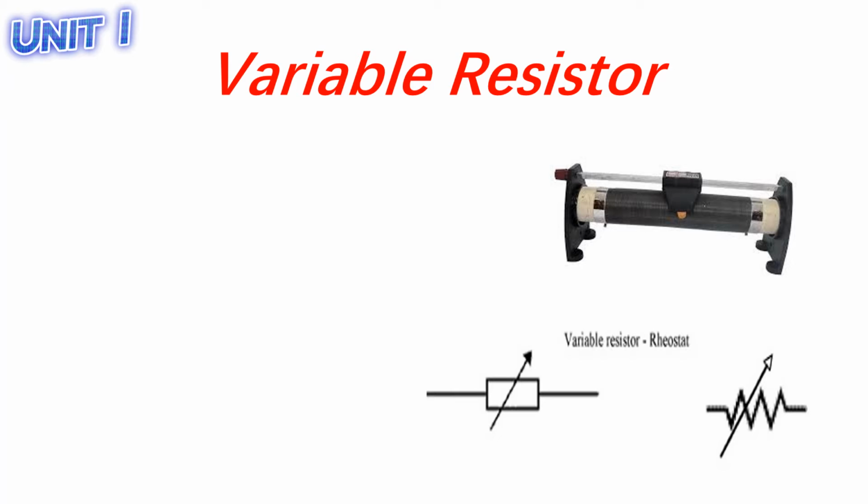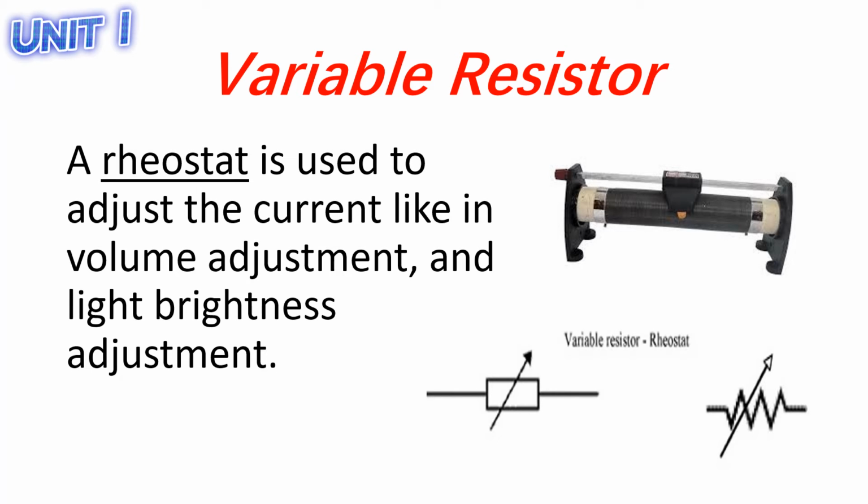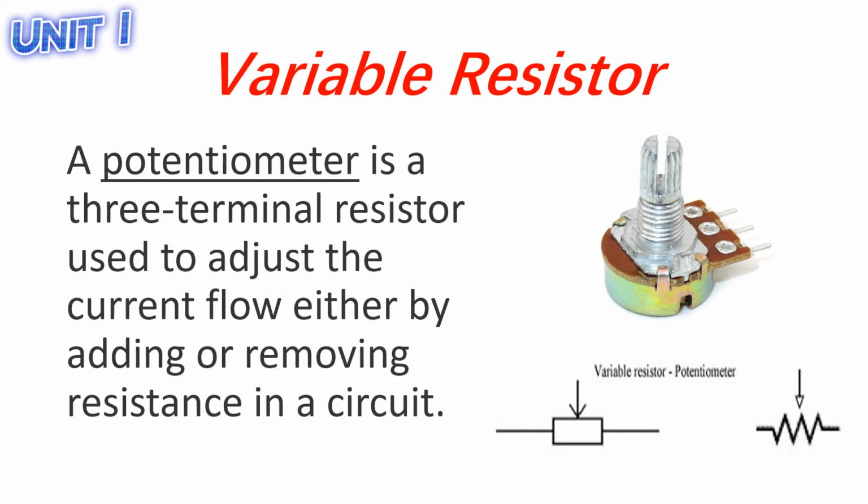Next is we have your variable resistor. Actually there are two here. We have your rheostat and your potentiometer. Your rheostat is used to adjust the current, like in your volume adjustment and light brightness adjustment. I want you to look at the symbol of your variable resistor. Next is we have your potentiometer. It is used to adjust the current flow just like your rheostat. However, it has 3 terminals here. So this is now the symbol of your potentiometer.